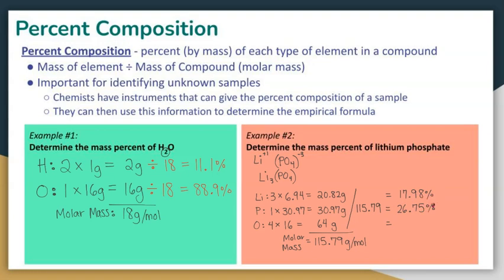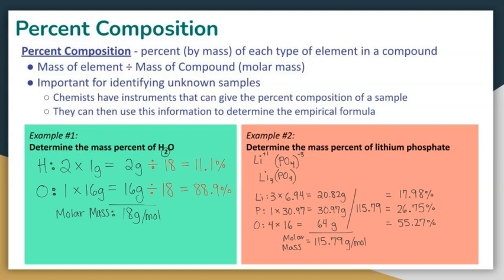And then 64 divided by 115.79 times 100 gives me 55.27%. And of course, all of our percentages should add up to 100%. So you can always check your work on these to make sure that your percentages add up to 100% total. That is the most important thing when rounding here.